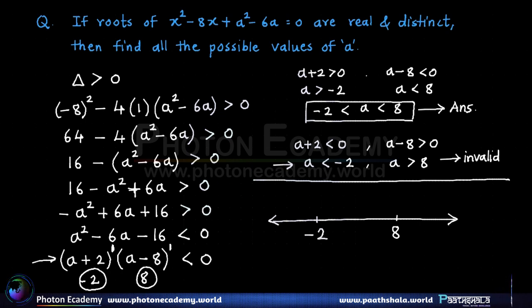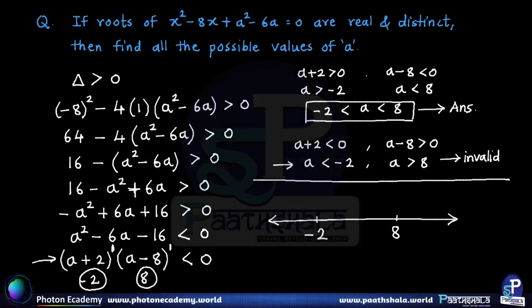Now we can observe that the two values will break the entire real number line into three parts, 3 intervals. To the rightmost side we always mark plus. As we travel from right to left, we have to cross one particular value. Now here we cross the value 8 first.